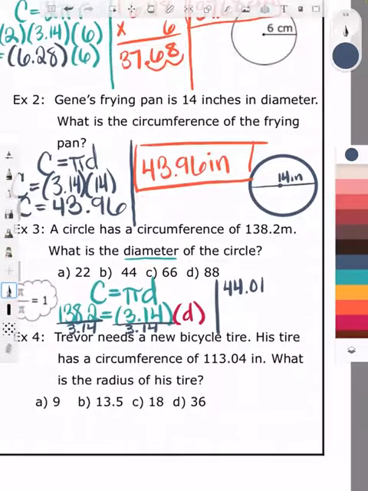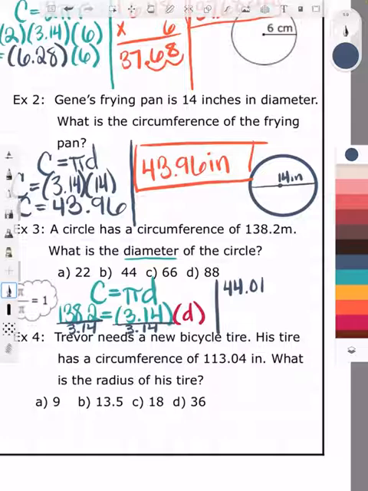But there is one shortcut to this, and I probably should have said it at the beginning. If you're given multiple choice answers that aren't really close in value, for instance, A is 22, B is 44, 22 and 44 aren't close, 44 and 66 aren't close, and 66 and 88 aren't close. They're really far apart. If the answer choices are really far apart, instead of using 3.14, you can simply use 3.